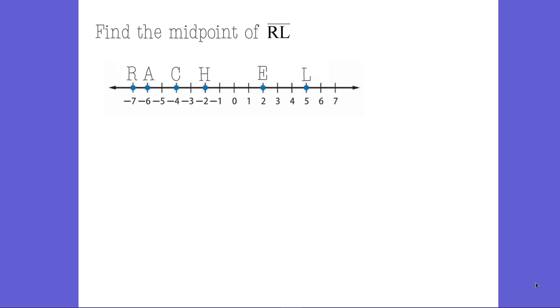Now we're looking at a number line, and we want to find the midpoint of a segment on a number line. So it says find the midpoint of segment RL. So the endpoint R is at -7, endpoint L is at 5. So the first thing we need to do is figure out, well, what's the total distance between point R and point L? What's the length of that segment?